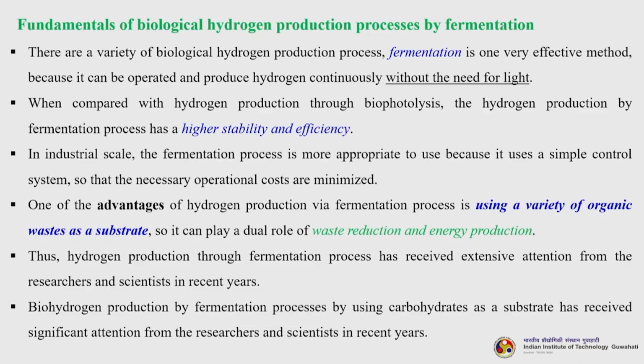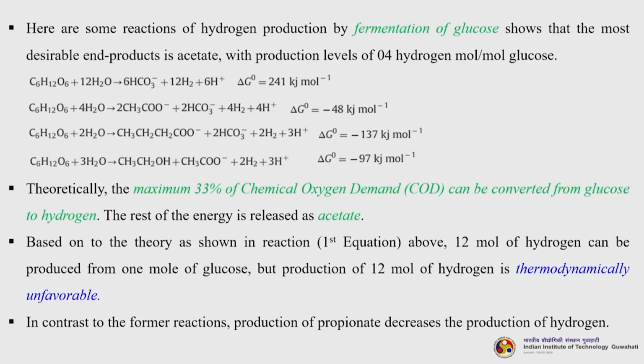Thus, hydrogen production through the fermentation process has received extensive attention from researchers and scientists in recent years. Biohydrogen production by fermentation using carbohydrates as substrate has received significant attention in the recent few years. Here are some reactions of hydrogen production by fermentation of glucose, which show that the most desirable end product is acetate, acetic acid, with production levels of 4 moles of hydrogen per mole of glucose.